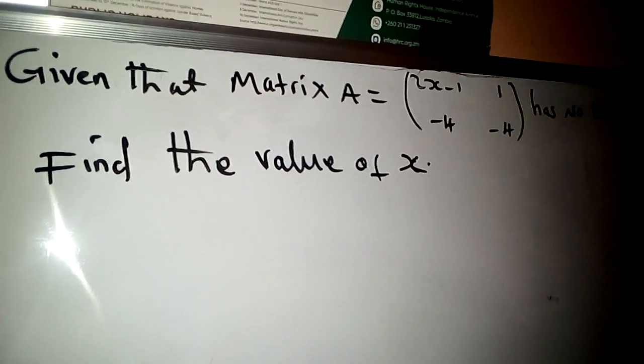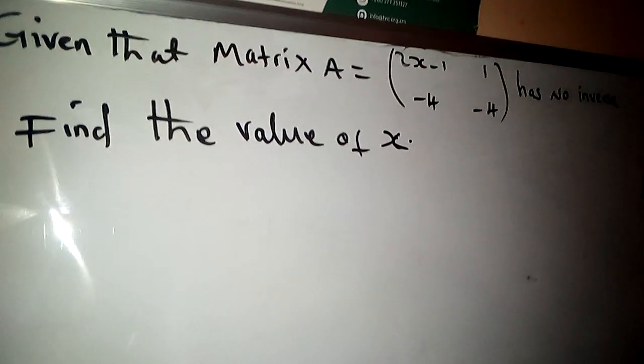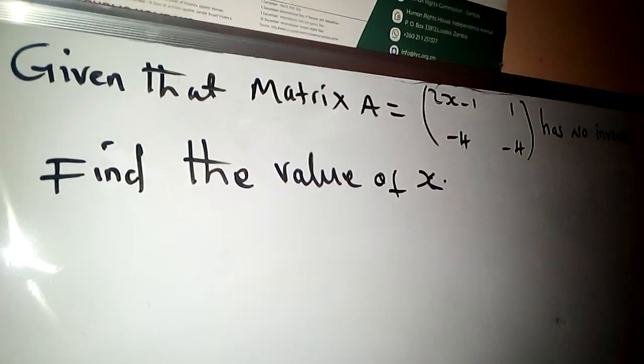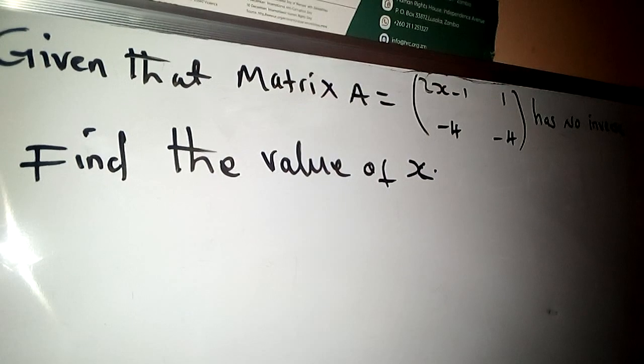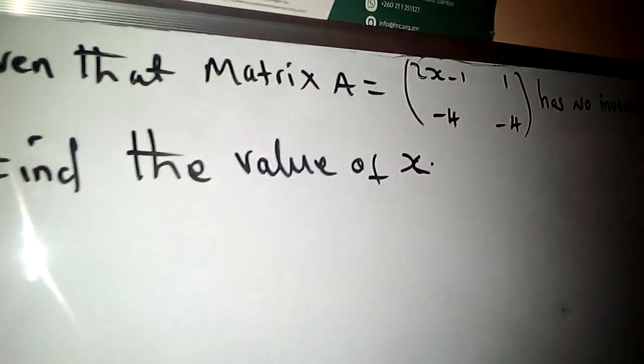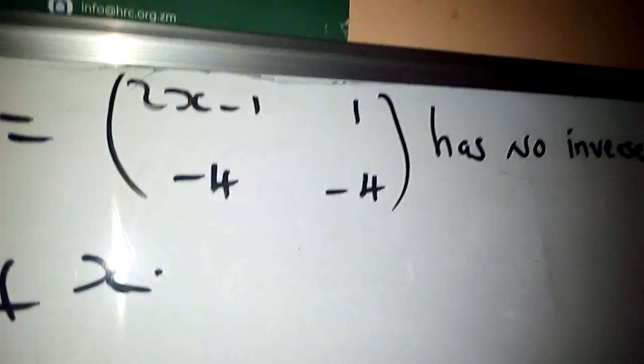So we have this particular question under matrices. The question reads, given that matrix A, which is 2x minus 1, 1, minus 4, minus 4, has no inverse.